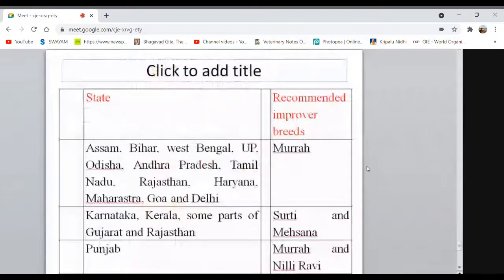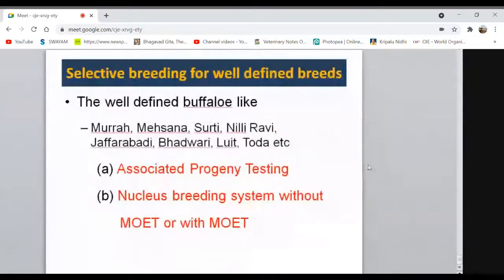Then for selective breeding, again for selection of the superior breeds, as in case of cattle, we can go for associated progeny testing and the nucleus breeding system without MOET or with MOET for identification of the superior male. So here also you have to elaborate to some extent when you are writing in the exam.